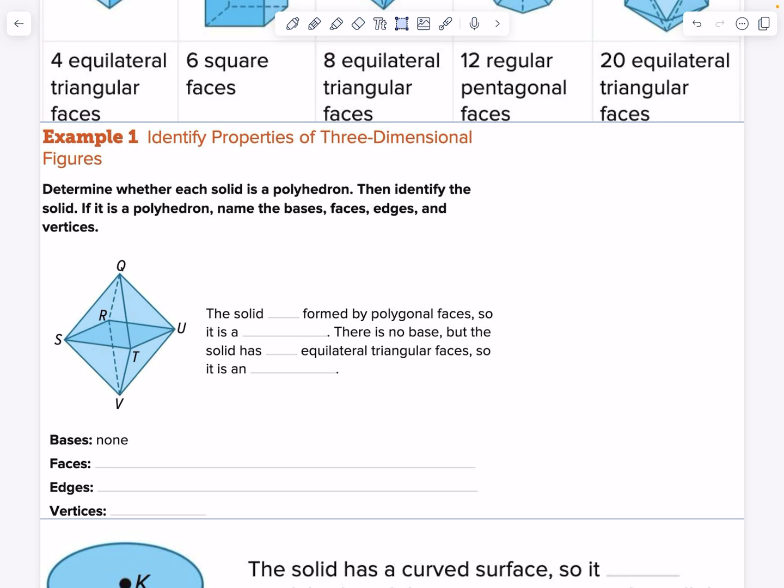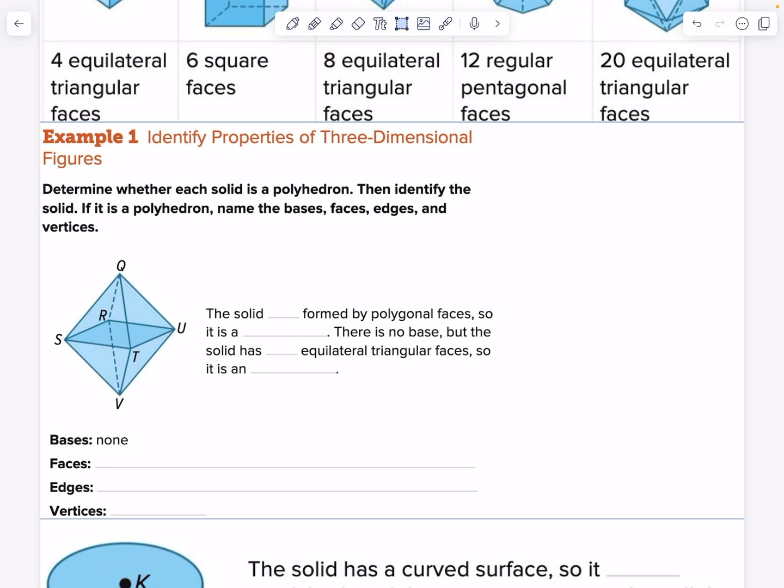So the solid is formed by polygonal faces, so it is a polyhedron. There is no base, but the solid has equilateral faces. So again, it is a polyhedron. It's formed by triangles that are all touching at vertices.